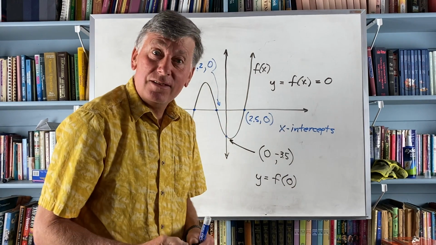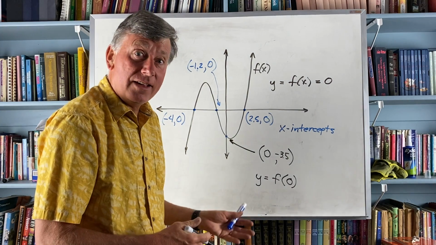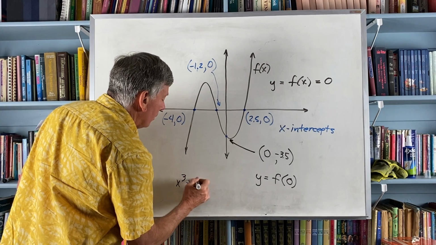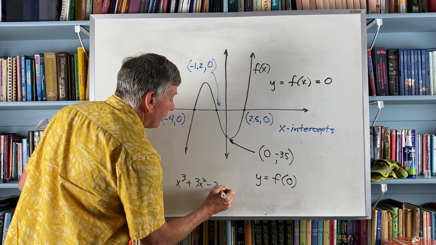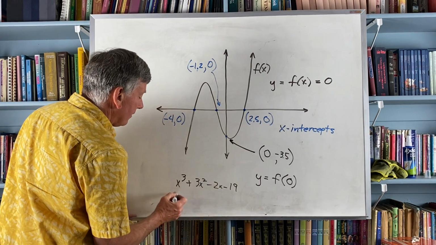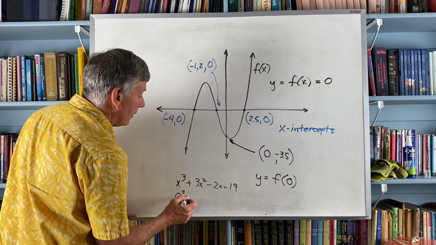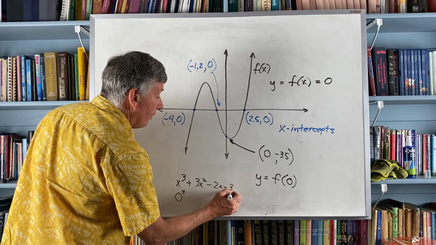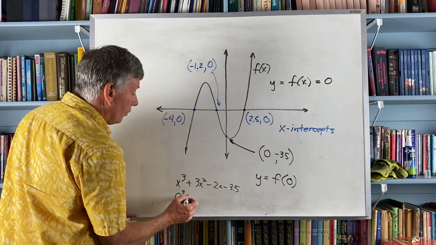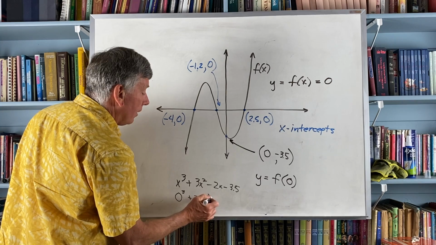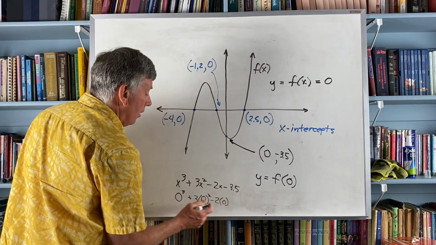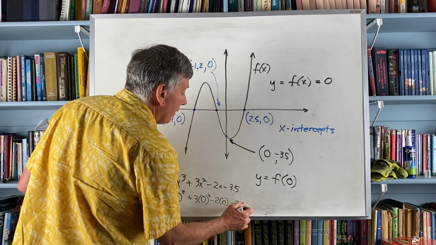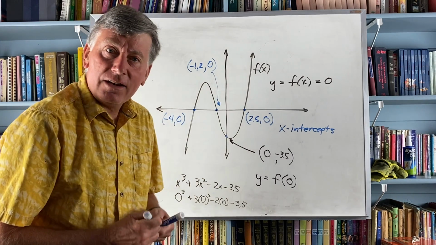We simply plug in 0 wherever we see x in the slot, whatever our function is. Let's suppose that our function here is x cubed plus 3x squared minus 2x minus 19. We would basically put a 0 in every place we see x. Yeah, let's make this a minus 3.5. We'd have 0 cubed plus 3 times 0 squared minus 2 times 0. All of those are 0. Very easy to calculate. And finally we have a minus 3.5, and that's where we get that crossing.